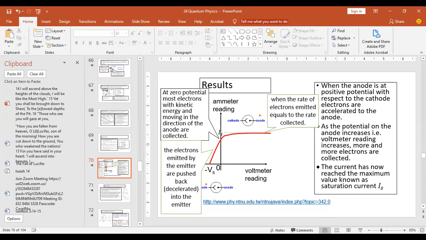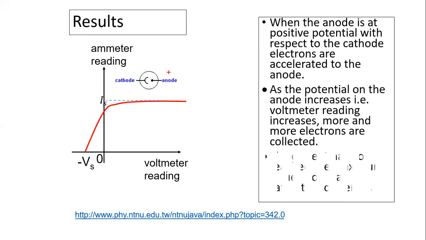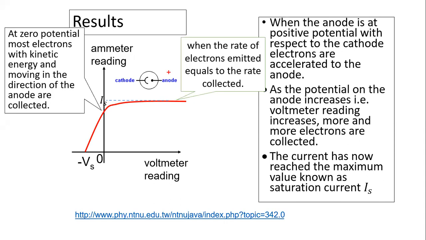Remember, the electrons are emitted with a range of velocity. So as you increase the potential, more and more electrons are collected. That's why the current increases. The current cannot keep on increasing because the number of photons falling on the surface is constant. The number of electrons emitted per second is also constant.